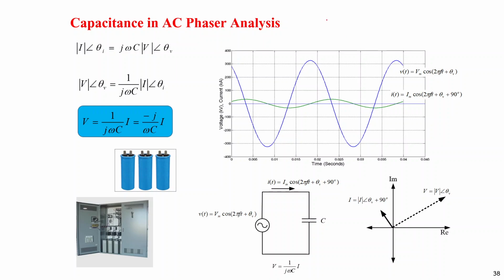So the formula is I is C dV by dt, right? If this is in sinusoidal form, it will shift by 90 degrees also. But in this case, the voltage will lag the current by 90 degrees. Okay, and in this case, V would be 1 by omega j, right? Here, if we solve from this, it's 1 by omega j, absolute I, theta I, right?